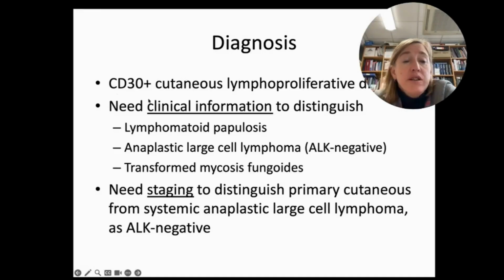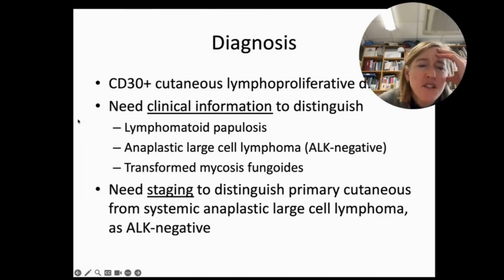So you're going to need clinical information to get the right classification here, because if it comes and goes, it's lymphomatoid papulosis. If it is permanent, it's probably anaplastic large cell lymphoma ALK negative, but it could be transformed mycosis fungoides. And so you need staging and more information to work out what's going on here.